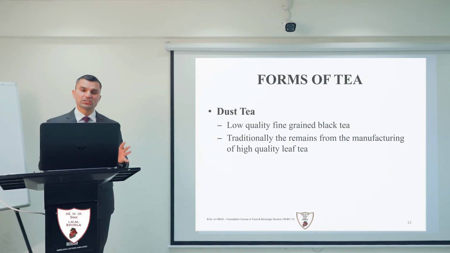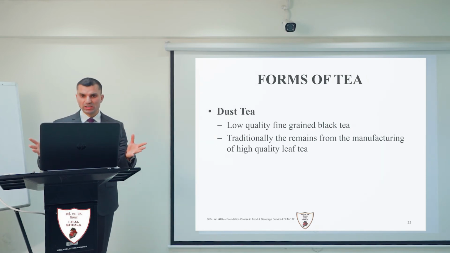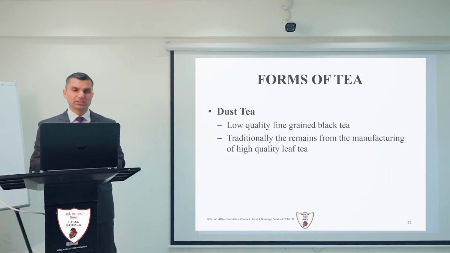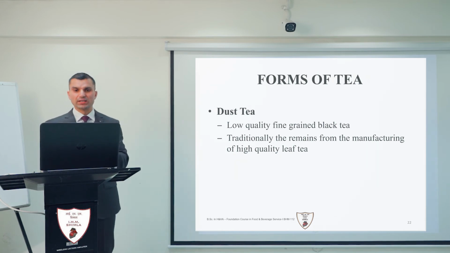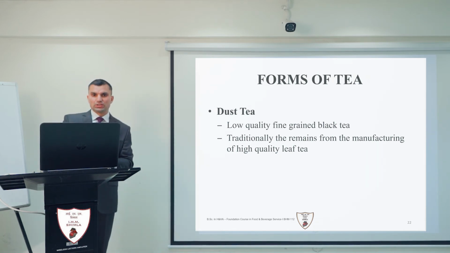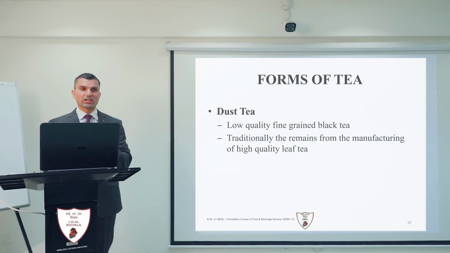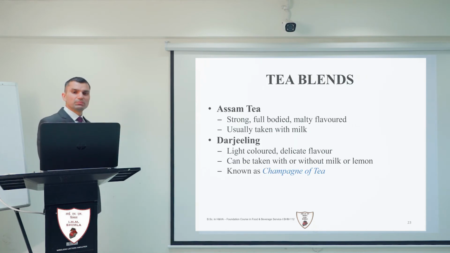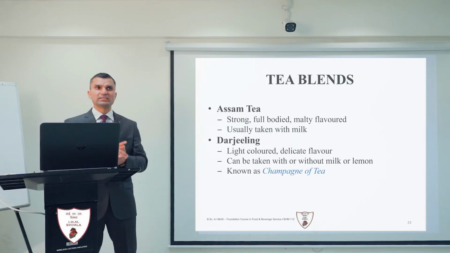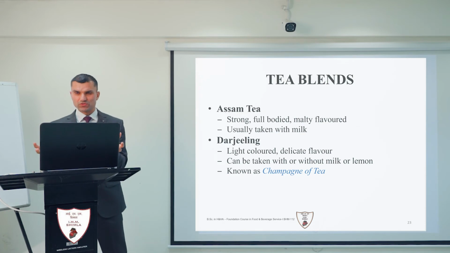And last one is dust tea, which is commonly used in our households as well. And this is basically the low quality fine grains of black tea. Traditionally, the remains from the manufacturing of high quality tea like leaf tea are used to make the dust tea. Then we have some tea blends, which are the famous teas around the world which we come across.